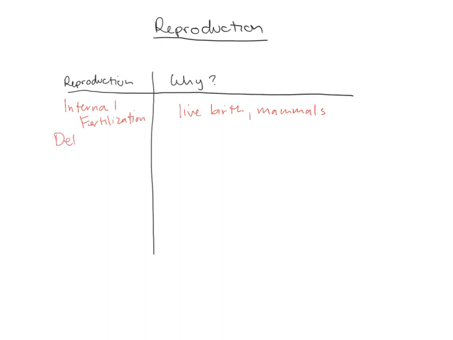They have delayed fertilization or delayed implantation. Okay, what delayed implantation is that the sperm and the egg form a zygote, and it will go through certain rounds of mitosis and form an embryo, but the embryo will not implant into the uterus until later. And the reason why that is because they want to be born in an ideal condition.